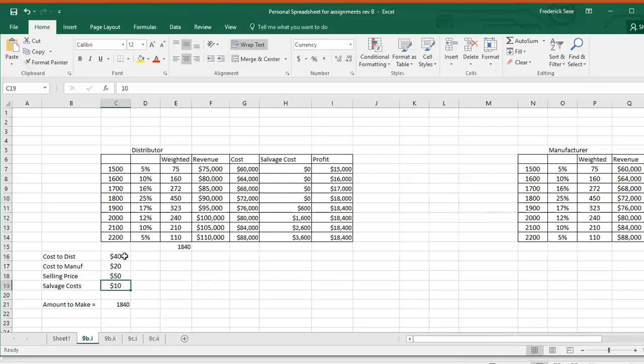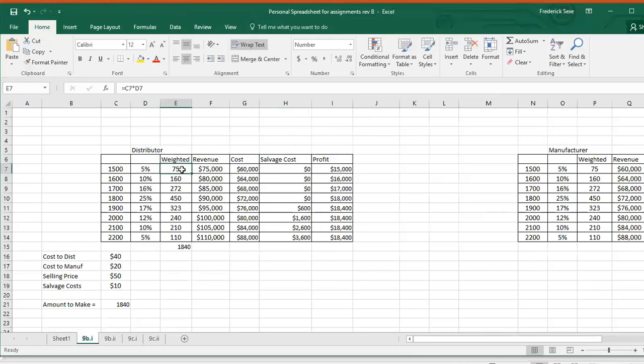So just remember. Once we put all this in, I also added a weighted column, revenue, cost, salvage cost, and profit. The weighted value is very simple. You take the first column times the second column as a percentage, which gives you a weighted value. What this says is that out of 1,500 people, 5% buying a product would be 75.